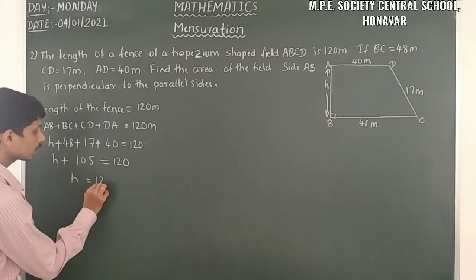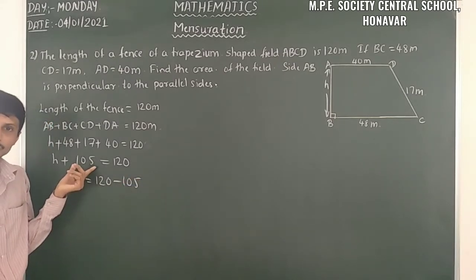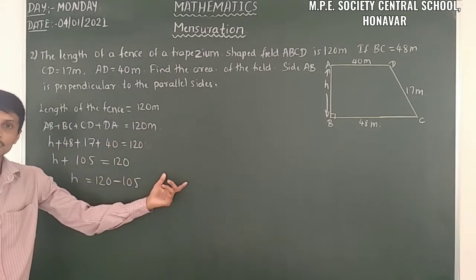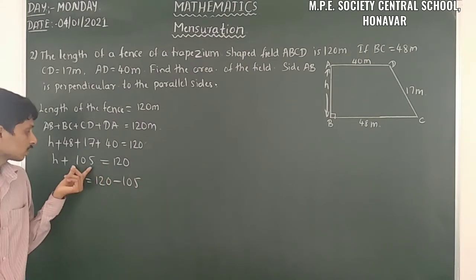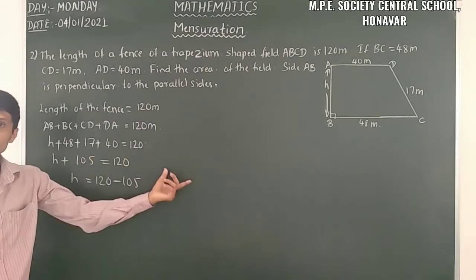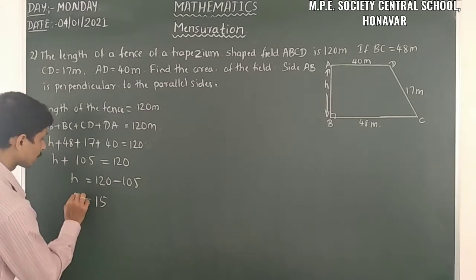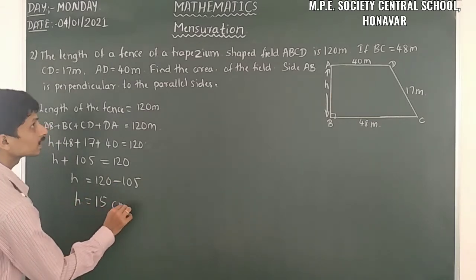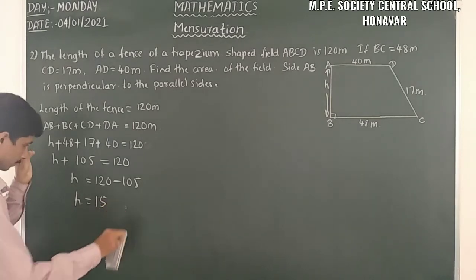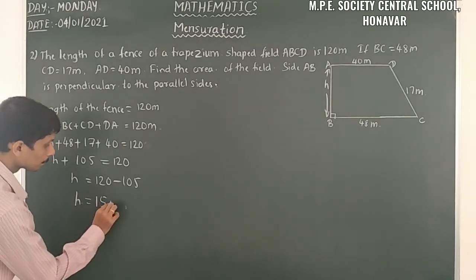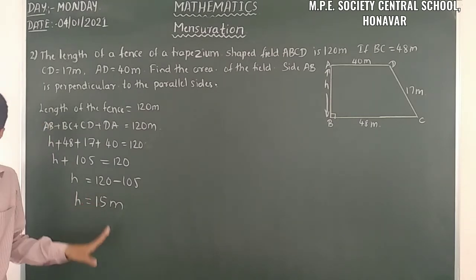H is equal to 120 minus 105. So here 105 is on the LHS side. I will transpose this 105 to the RHS side. So here the plus addition is converted into subtraction. That is, we have 15 here. The value of H is equal to 15 meter. It's not a centimeter, it's a meter. Yes, the value of H we have here.